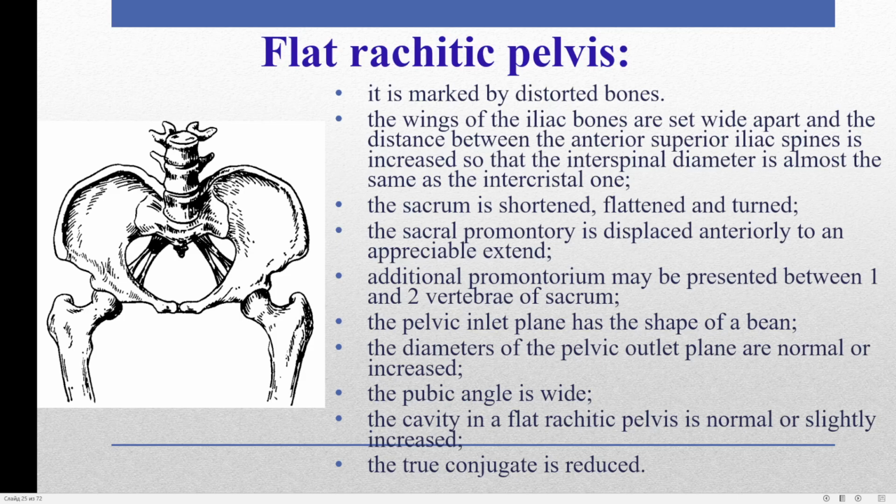The pelvic inlet plane has the shape of a bean. The diameters of the pelvic outlet plane are normal or increased. The pelvic angle is wide. The cavity in a flat rachitic pelvis is normal or slightly increased, and the true conjugate is reduced.